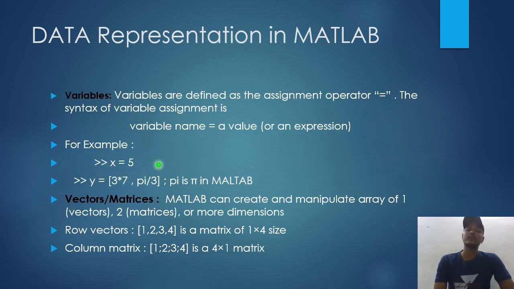Now we can also create matrices and vectors in MATLAB, of any dimensions. Row vector. For example, we have 1, 2, 3, 4. This is called a matrix of size 1 by 4, a row vector. And to create a vector or matrix, we use the column and the column matrix. This is the n column matrix.